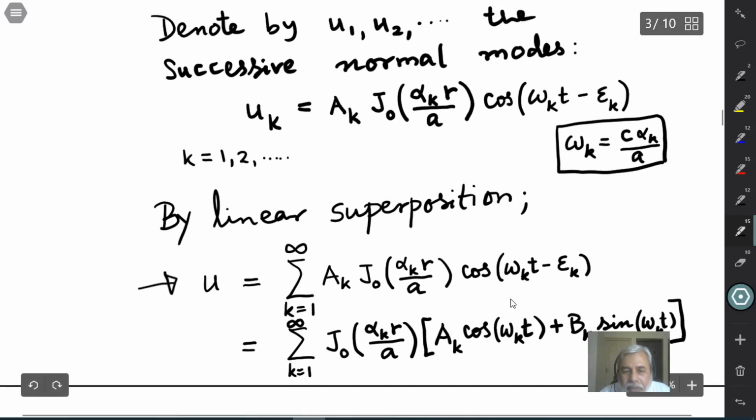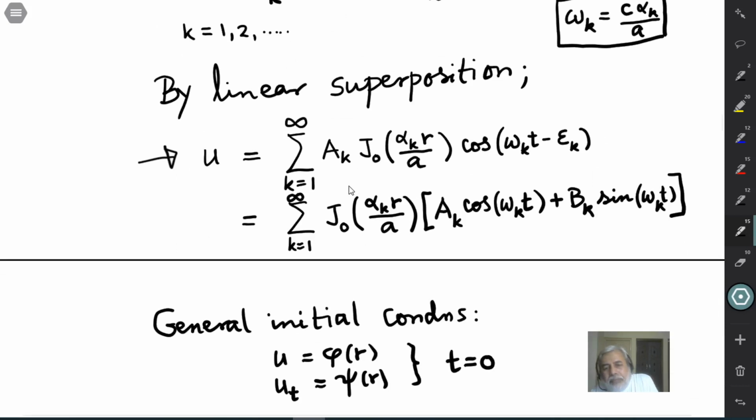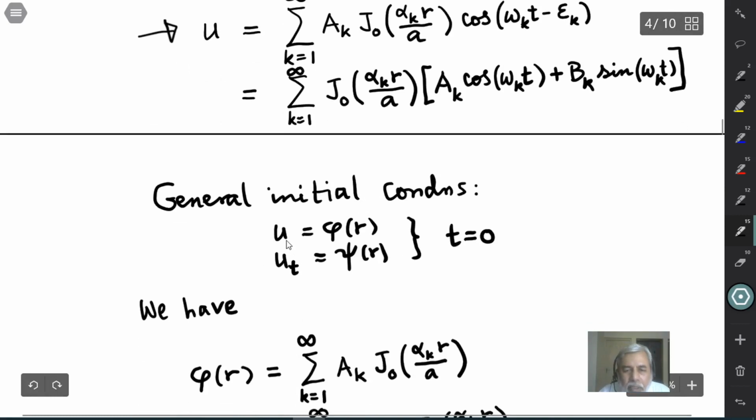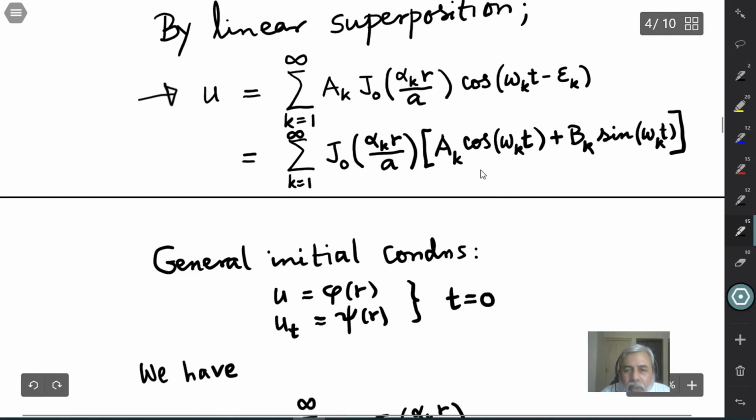And what about the initial conditions? So far we obtained a solution satisfying the boundary condition. Now consider the initial conditions, u equal to phi of r and ut equal to psi of r. Since this is the general solution, we plug in t equal to 0 there, and try to see if phi and psi are represented again as a series, and hopefully we'll be able to obtain relations for ak and bk, which are arbitrary constants.